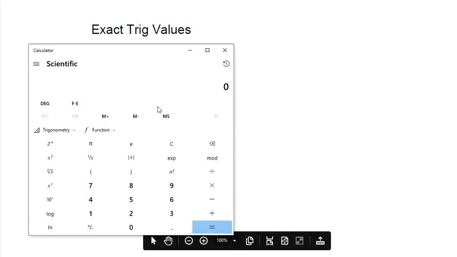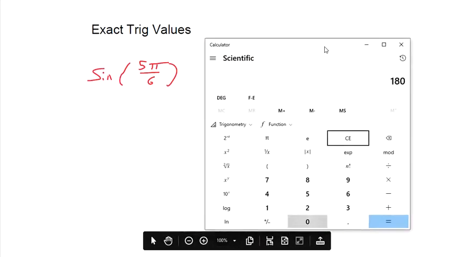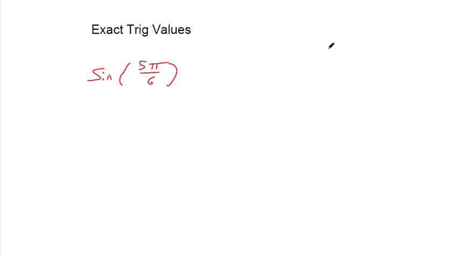Later on, you're going to be asked for exact trig values for sine of, let's say, 5 pi over 6. To convert that to degrees, we would cut out the pi and multiply by 180. So 180 times 5 over 6 means it's a 150-degree angle. If you draw that angle, like we usually do, where this is the initial side, this is 0 degrees, this would be 90. 150 lands us somewhere over here.